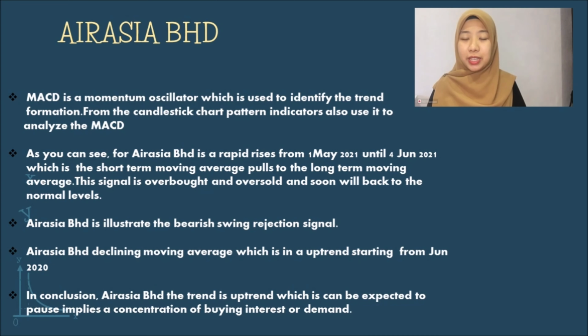As you can see, Ashiwhitha Berhad has a rapid rise from 1 May 2021 until 4 June 2021, which is the short-term moving average pulling away from the long-term moving average. This signal is overbought and oversold and will soon go back to the normal level.